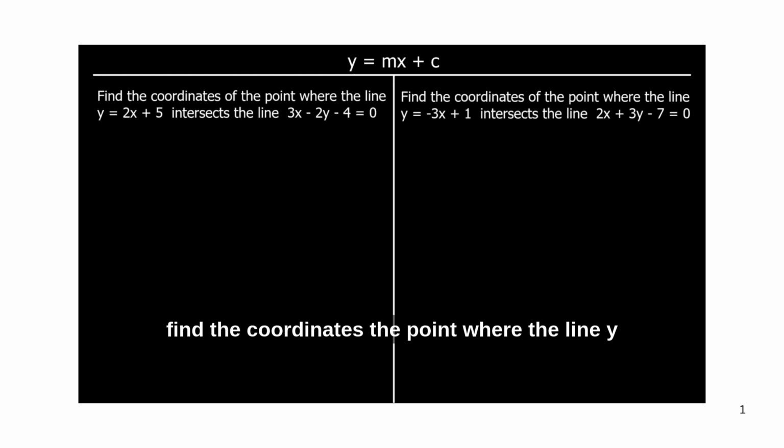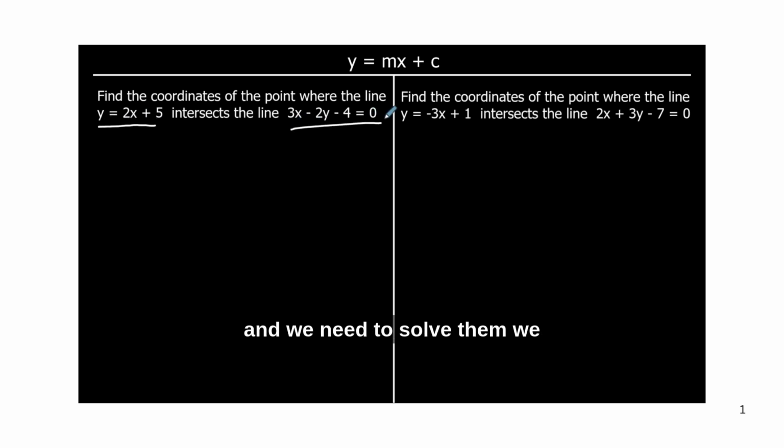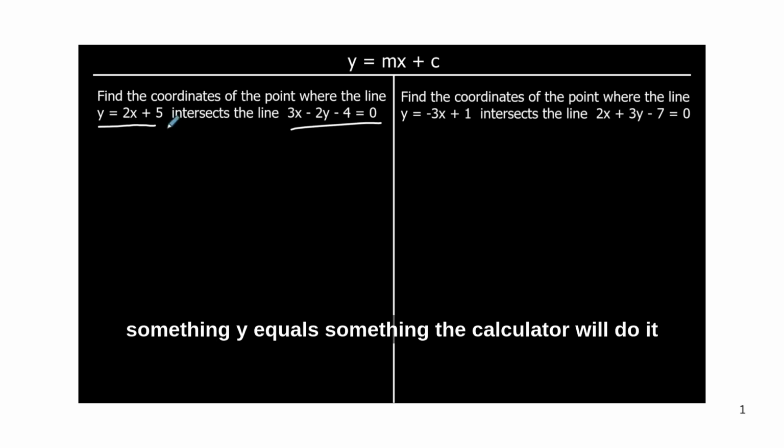Find the coordinates of the point where the line y equals 2x plus 5 intersects the line 3x minus 2y minus 4 equals 0. So where two lines intersect, that's the answer to the simultaneous equations. So solve the simultaneous equations. We've got these two equations and we need to solve them. We can use the calculator for this if we get them in the right form. So if we make them something x plus something y equals something, the calculator will do it for us.